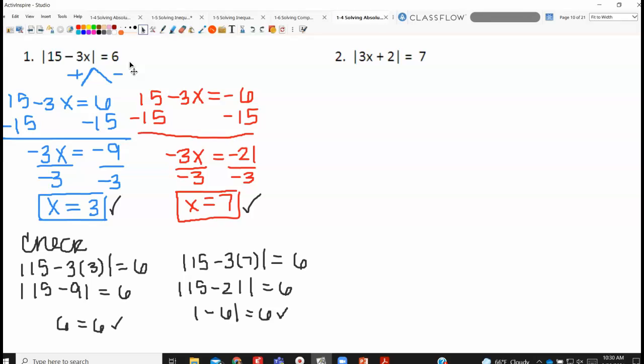Okay, let's look at the next problem. The absolute value is isolated, so we split into the positive and the negative. You drop your absolute value, set it equal to the positive, drop your absolute value, and set it equal to the negative.